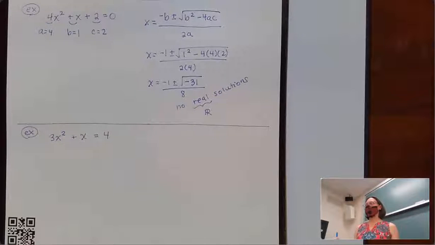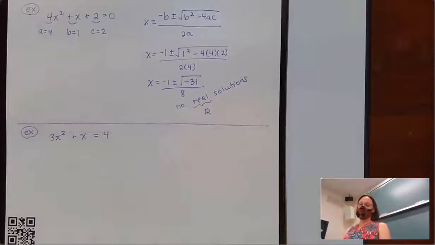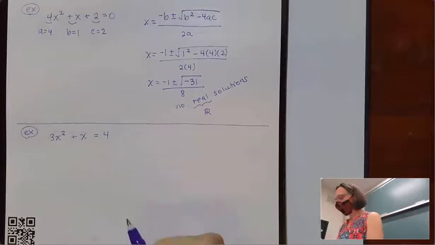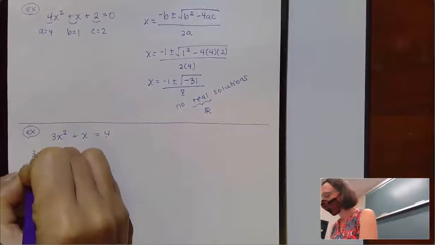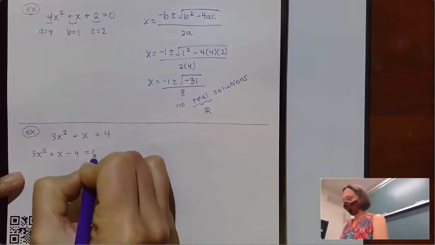Did you all factor or use quadratic formula? Quadratic formula? No one wanted to factor that? Okay. Fine, we'll use quadratic formula. I like factoring. First step, regardless of whether we're going to factor or use quadratic formula, I'm going to have to get a 0 somewhere. So I'm going to write that as 3x squared plus x minus 4 is equal to 0.